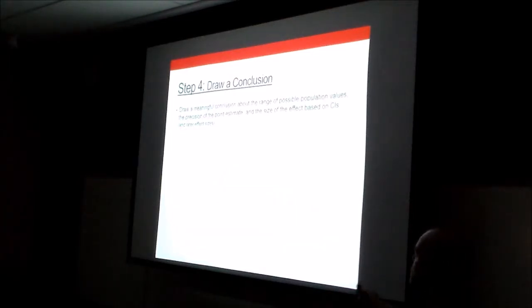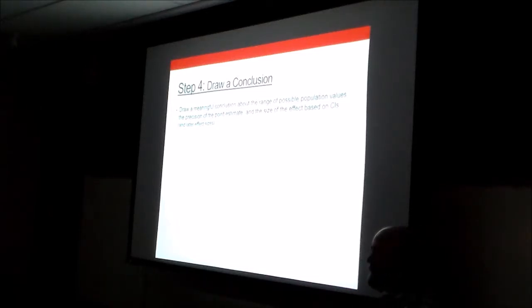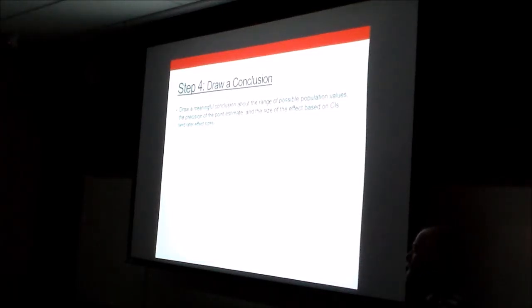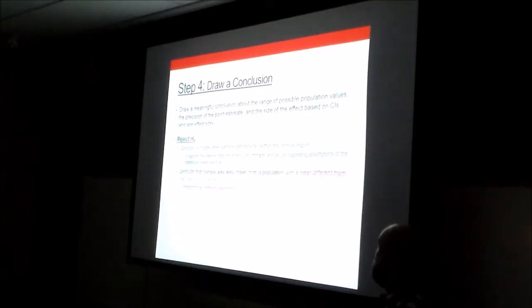Okay. So then what we do is we draw our conclusion. A meaningful conclusion about the possible population parameters. I want you to take into consideration the precision of the estimate and the size of the effect, based on the confidence interval. We'll talk about that a little bit more maybe later today if we get there, right? But I want to draw these things together to make a meaningful interpretation, answering the question at hand based on the data that we've got.